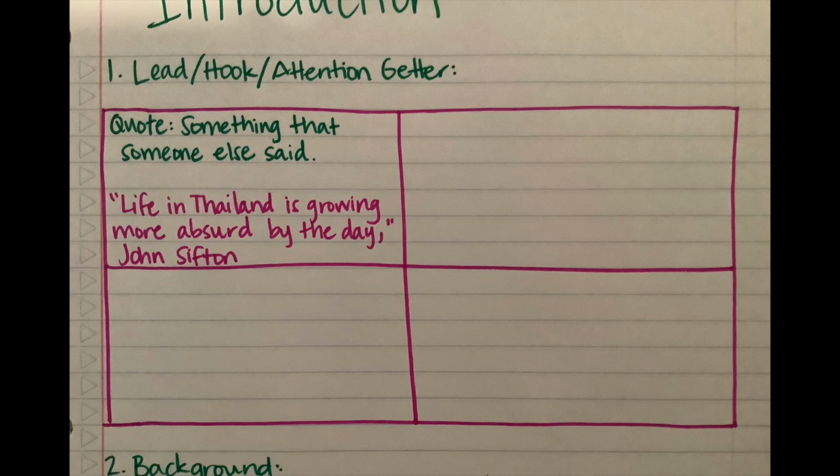To start off an introduction, you can begin with a lead or a hook or what's called an attention getter. The first way that you can start that attention getter or that hook is by using a quote, which is something that someone else has said. An example of that is from our first article, which says, "Life in Thailand is getting more absurd by the day," by John Sifton. Obviously, you can choose a different quote to use for your introduction.